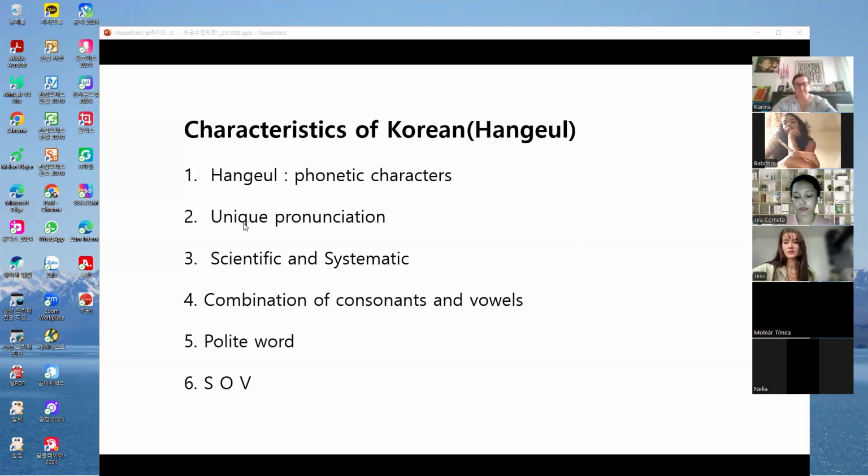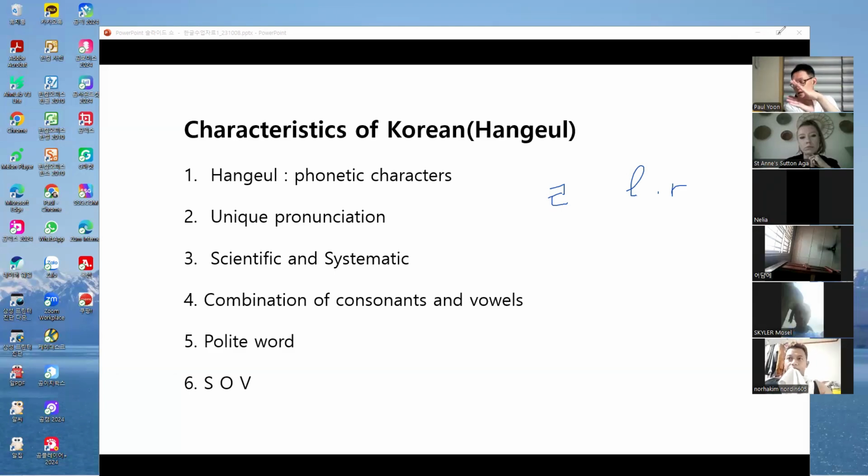And then, Korean has some unique pronunciation. For example, this consonant has an L sound, but sometimes it's like L in English, or sometimes an R sound, but not a correct L or a correct R. Okay, like this. This is our mouth and this is our tongue, right? Try to touch the top of your mouth with your tongue. So le, le, like this. Le. Okay.